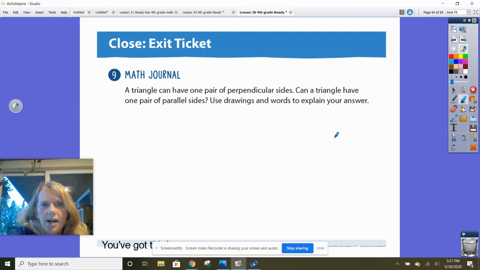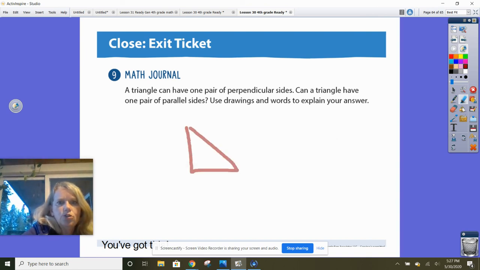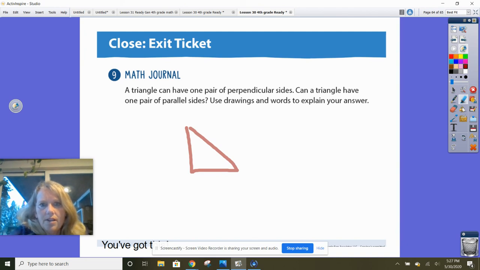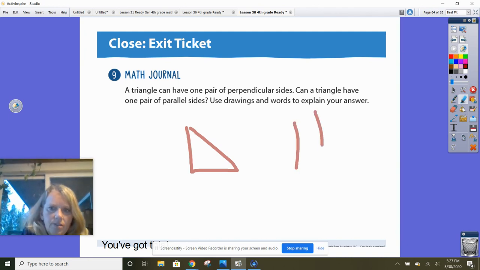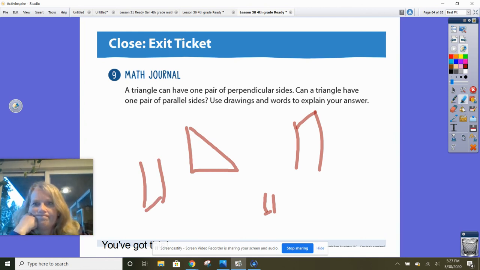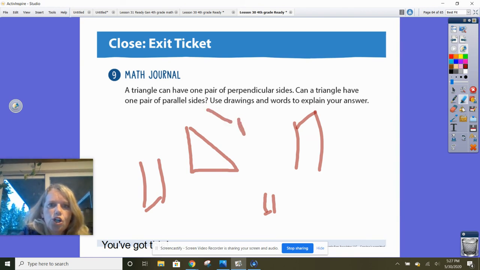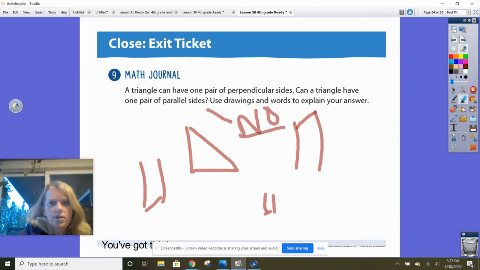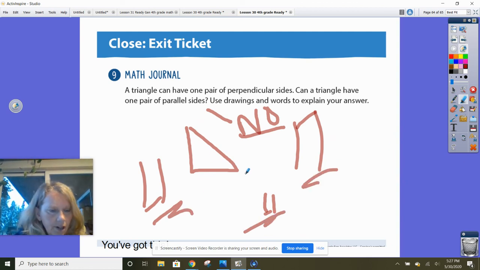Okay, math journal. A triangle can have one pair of perpendicular sides? Yes, true. Can a triangle have one pair of parallel sides? Can you have parallel and then turn it into a triangle? Give it a go. Can you get it to work? Yeah, me either. So here's some drawings to show how it does not work. No, you can have perpendicular triangles, you can't have parallel because you're not going to be able to close the shape.